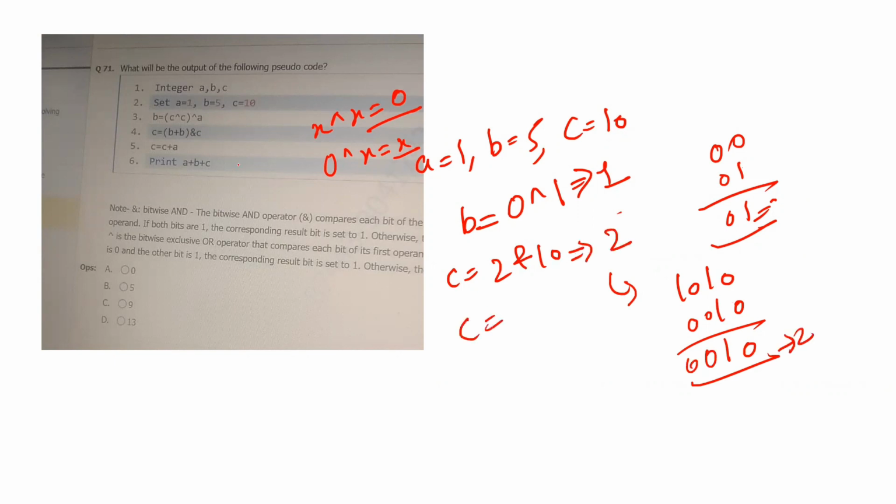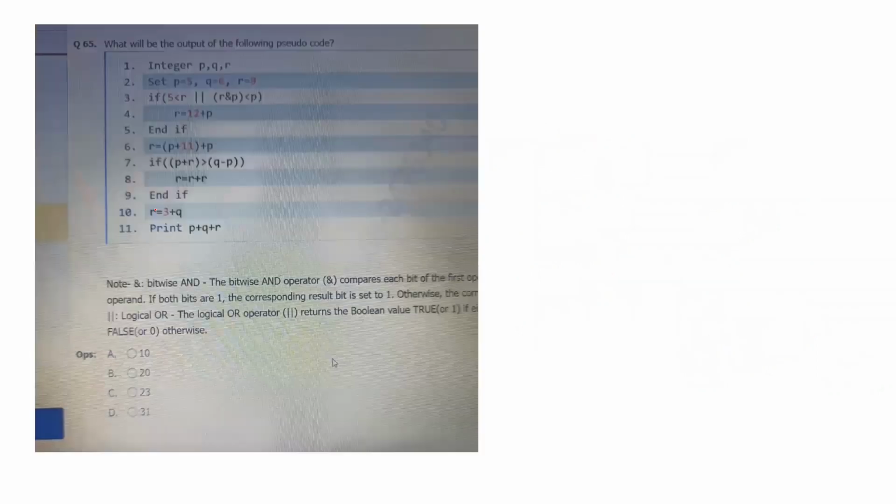And then we are again updating the value of c as c plus a. So c is 2, a is 1, so 3, right? And at the end we are printing a plus b plus c. So the a value is 1, the b value is 1, and the c value is 3. So 3 plus 1, 4 plus 1, 5. So option B is the correct answer for this particular question, right? I hope that it makes sense.